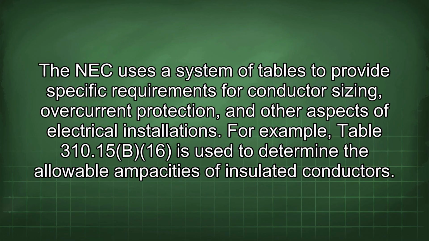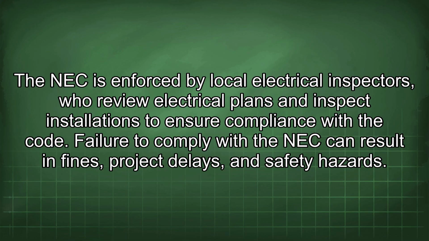The NEC uses a system of tables to provide specific requirements for conductor sizing, overcurrent protection, and other aspects of electrical installations. For example, Table 310.15(B)(16) is used to determine the allowable ampacities of insulated conductors. The NEC is enforced by local electrical inspectors who review electrical plans and inspect installations to ensure compliance with the code. Failure to comply with the NEC can result in fines, project delays, and safety hazards.